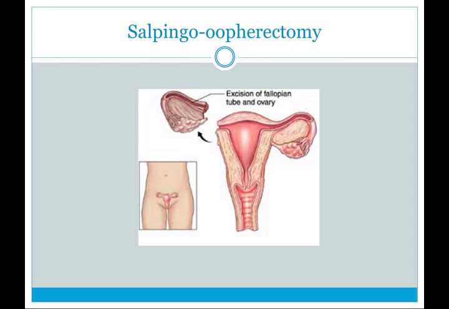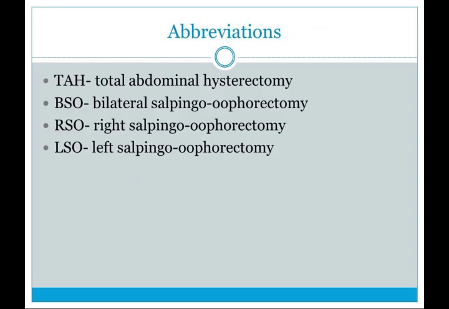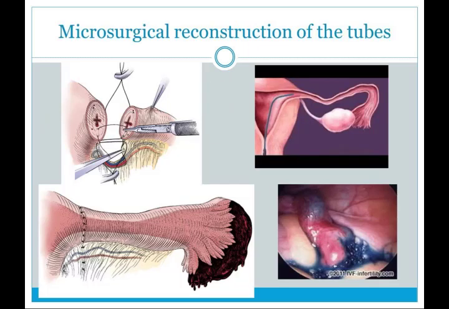very large ovarian cysts. Be careful with medical terminology. Know your abbreviations. Know that a TAH is just the removal of the uterus and cervix. A BSO is the removal of both tubes and ovaries.